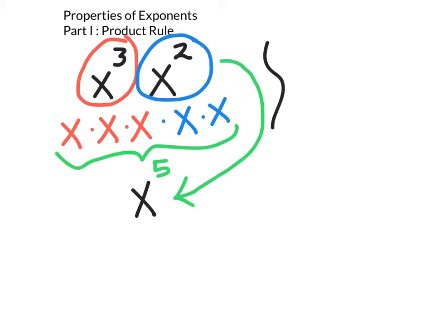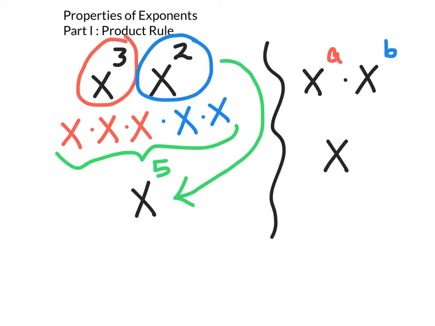I'm going to go ahead and generalize this rule for you very quickly. If I have x to the a power and I multiply it by x to the b power, we can simply add the exponents. I'm going to write a plus b. So this is our general rule of thumb when it comes to the product rule.